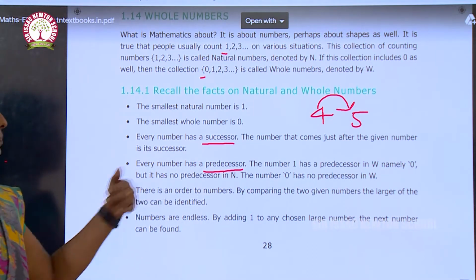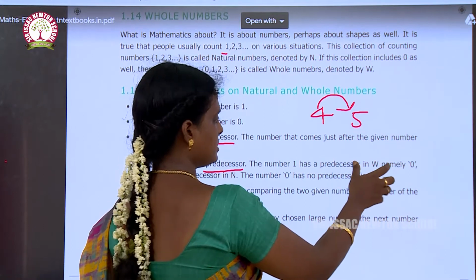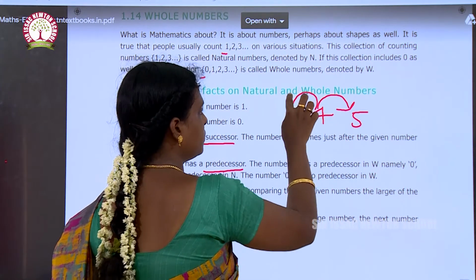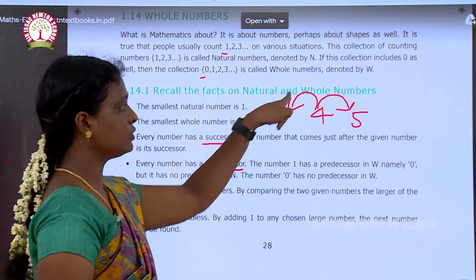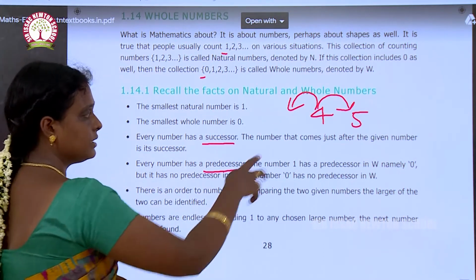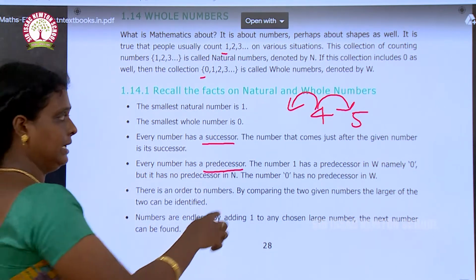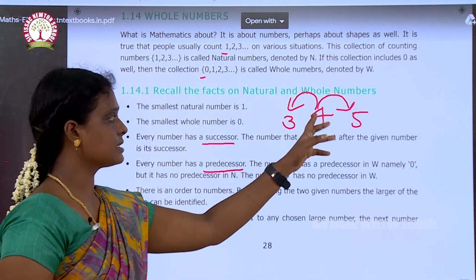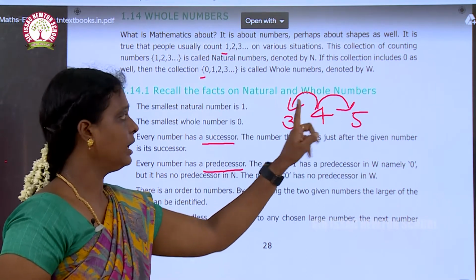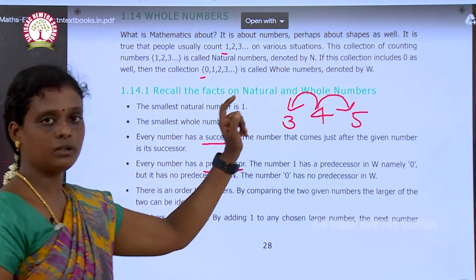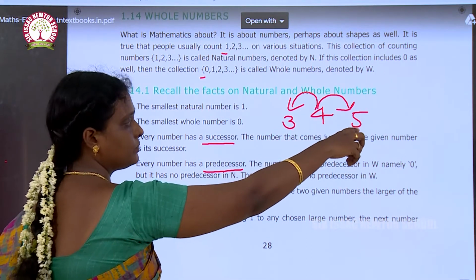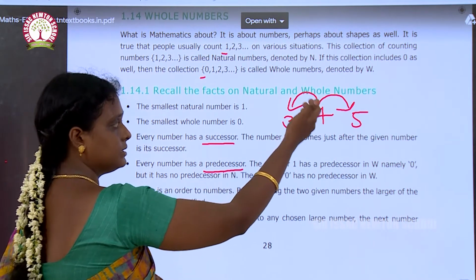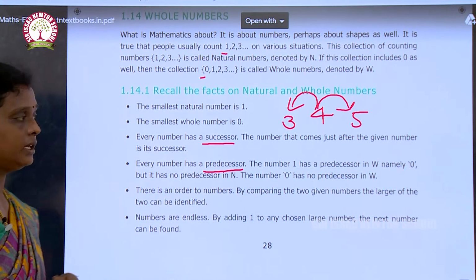Okay, like that. What is a predecessor? Predecessor means the number which comes before the given number. Here the given number is 4. The number which is before 4 is 3. So 3 is the predecessor of 4. Do you understand? Successor means the number which comes after 4, and predecessor means the number which comes before 4. So 5 is the successor of 4, and 3 is the predecessor of 4. Okay. Do you understand this?